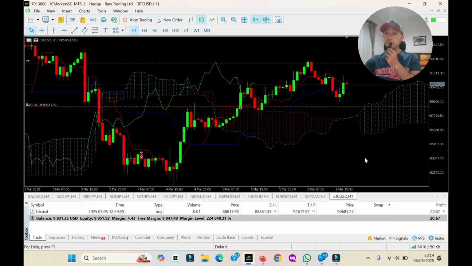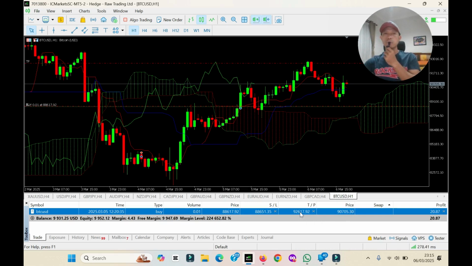So today is the 6th of March 2025. It's almost midnight in my hometown, and today we're going straight to my MT5 chart, still with IC Markets Australia. Take a look at the Ichimoku chart. It is my trading system. Everybody knows that I'm using Ichimoku, and now I only have one open position.